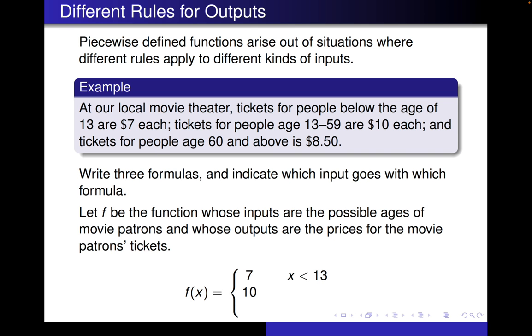If I want to know when the output is 10, that is when the age is between 13 and 60. I should say 13 is less than or equal to x is less than 60, because if you're 13, you'll be paying $10. And then 8.5 for the ticket price is when x is greater than or equal to 60. So you can see this is a nice way of expressing the function. For any x I give you, all you have to do is look where the x lies, look across from that, and that will tell you the ticket price.